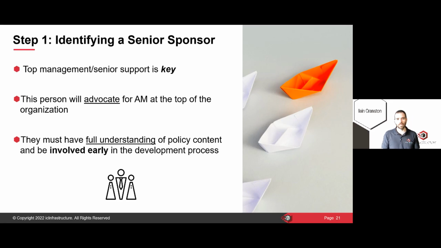In some of our other training courses around asset management, we talk a lot more about that and some of the things that you can do to help build that buy-in with your senior sponsors. They need to have a full understanding of what you're trying to do here, full understanding of the policy, its purpose, and the content of it. Get them involved early in the process so that they feel part of this process as well. Makes it a lot easier for them to advocate for the work that you're doing, the asset management work that's going on, if they feel part of that development process as well. So step 1, identify your senior sponsor.